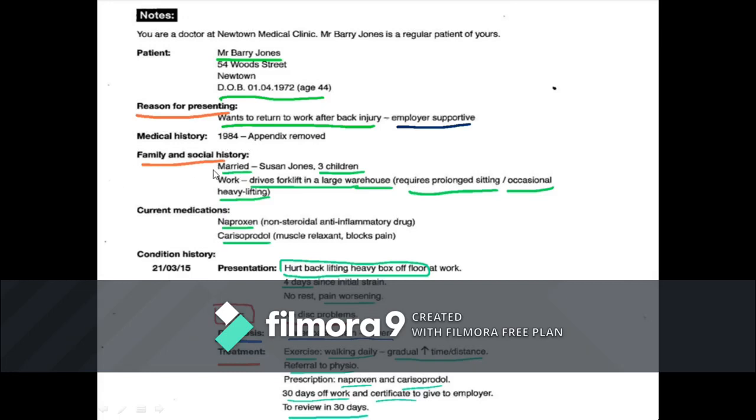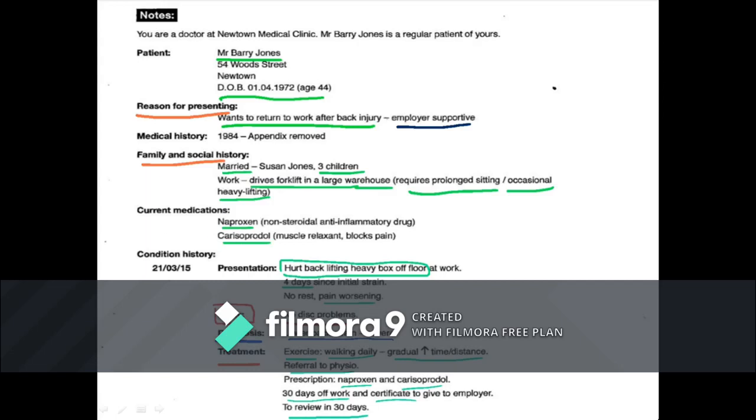And this is family history: married and 3 children. We can include this information. And work, this is very important. His work is very important in this letter. He worked as a forklift driver in a large warehouse, which requires prolonged sitting and occasional heavy lifting. So this is very important. You can also include the drugs he is taking right now, but we have not included them in our letter here.